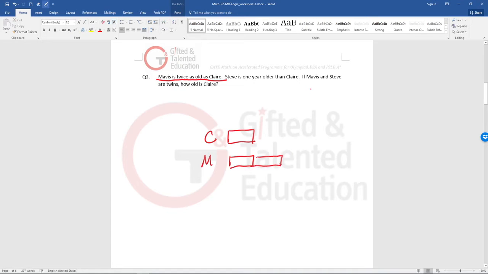We also know that Mavis and Steve are twins, which means that Steve's age is the same as Mavis', so Steve's age would be 2 units as well. Lastly, we know that Steve is 1 year older than Claire, so this extra 1 unit here is represented by 1 year. From here we can see that Claire's age would be 1 year old.